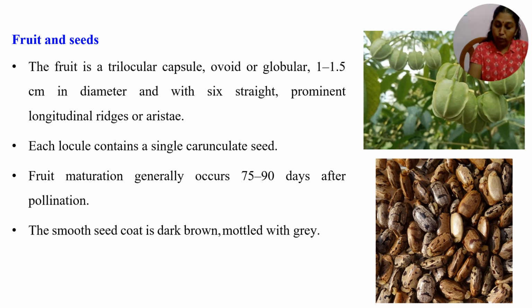The fruit is a capsular type of fruit which is trilocular in nature, and in the trilocular capsule we can see 6 straight prominent ridges. You can see the ridges in the green colored fruits. Each locule contains a single seed, and hence every fruit will have 3 seeds. The seed coat will be shiny, dark brown in nature, mottled with grey.